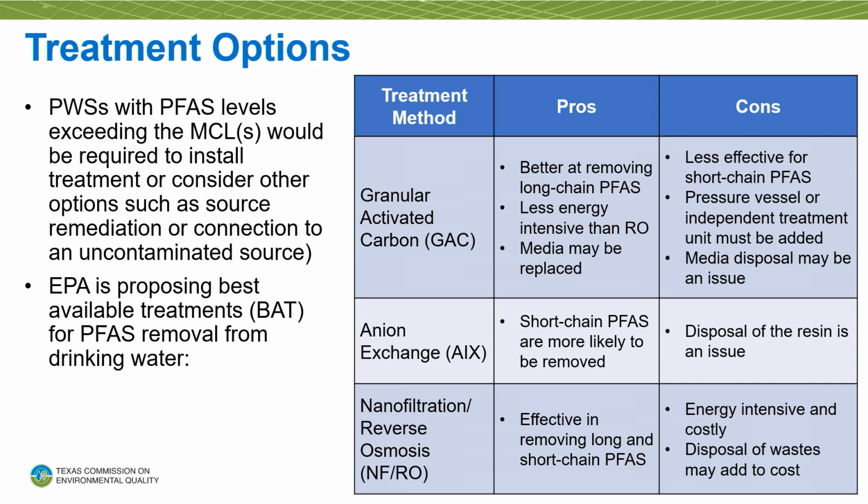For the next one, anion exchange, it's better at short chain PFAS, which are more likely to be removed. The cons would be the disposal of that resin. And then lastly, nanofiltration or reverse osmosis. It's effective in removing both long chain and short chain PFAS, but it's energy intensive and costly, and the disposal of waste may add to the cost.